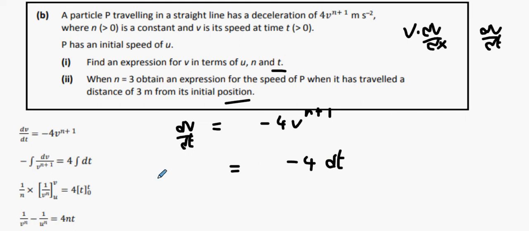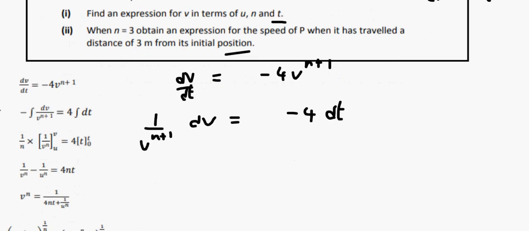On the left hand side, I'm going to have 1 over v^(n+1) dv. I'll use the negative power rule: minus 1 over v^n... equals minus 4 dt. We're going to integrate it in the same way we'd integrate v to the power minus 3. You add 1 onto the power, divide by the new power. Is that okay?